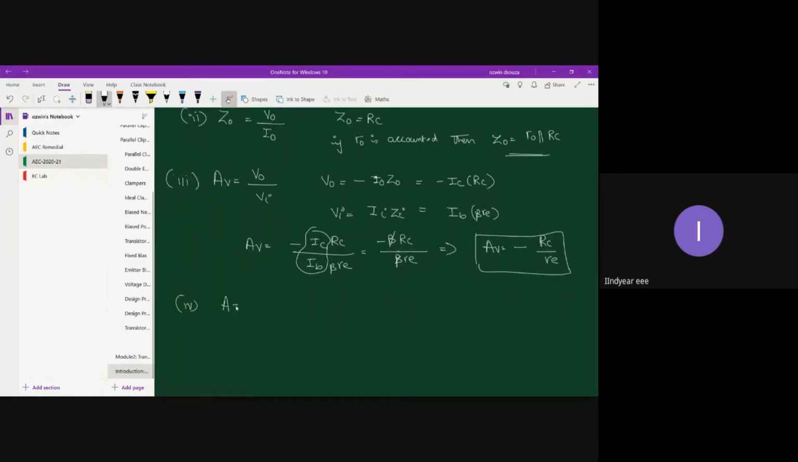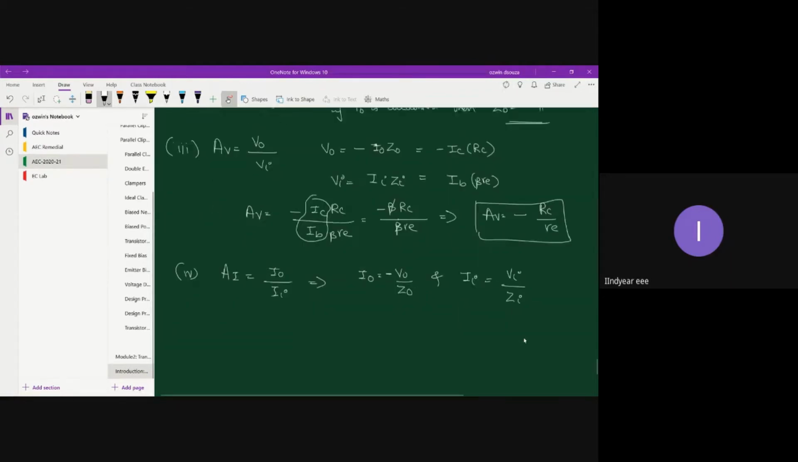Current gain, finally, we need to estimate. Current gain is I0 by II. So that implies I0 is equal to minus V naught by Z naught. From the previous expression you can obtain the expression for current, and II can be written as VI by ZI. Doesn't matter, because ZI is already present over there.